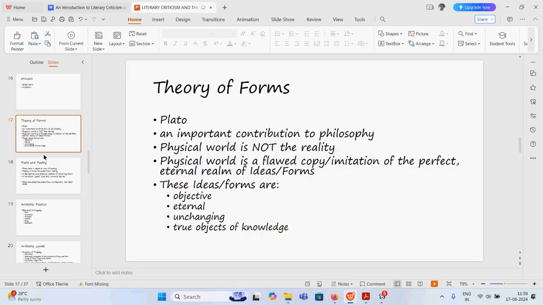How do we understand these ideas and forms? They are objective, they are eternal, they are unchanging, and they are true objects of knowledge. So Plato believed that the forms exist independently of our human thought or perception, and these forms are the ultimate source of all reality. What we see in the physical world around us is just what I told you a little while ago. It is simply a reflection of the world of forms. It is the world of forms which is the main or the real source of all knowledge and truth. This theory of forms by Plato raises some very important questions about the relationship between what is sensible and what is intelligible.